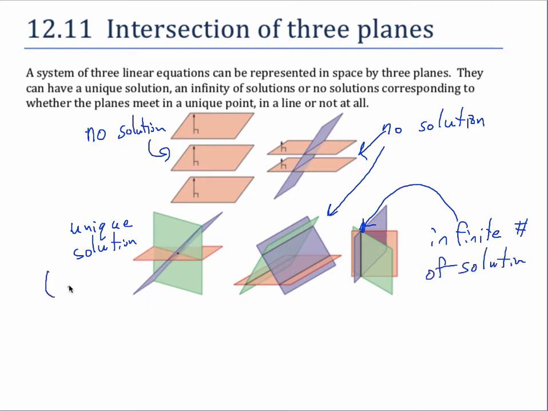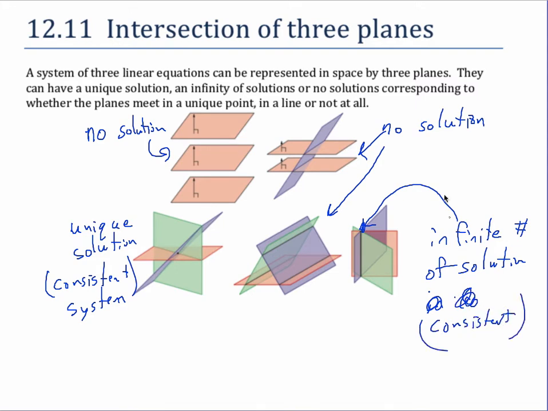Okay, the cases where we get a solution, we call a consistent system, and this is called inconsistent. So this is also consistent, sorry, because we have a solution. Consistent. And then when we have no solution, it's called inconsistent. Sometimes that terminology is used.